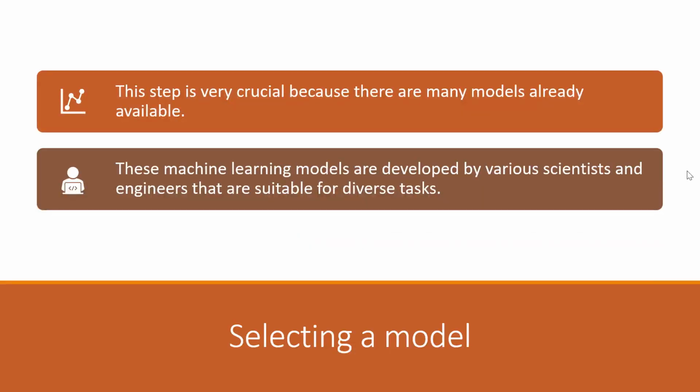So after preparing the data, the next step is selecting a model. So next we need a machine learning model which will process the gathered data and determine the result. So this step is very crucial because there are many models already available. These machine learning models are developed by various scientists and engineers that are suitable for diverse tasks. Other than this, we also need to decide if the model is best suited for our requirement. So we need to make a choice in accordance with that. So basically in this step, we will select a model based upon our requirement.